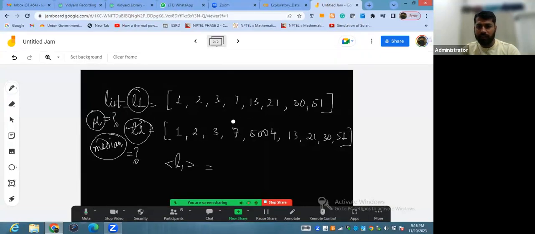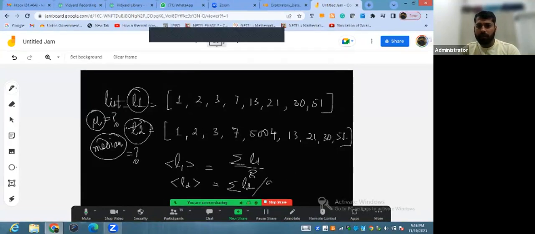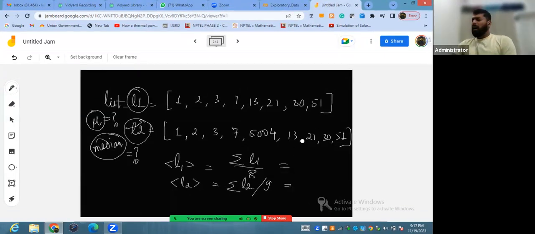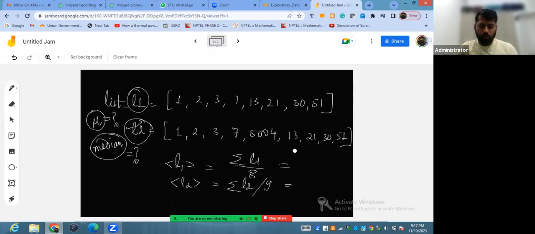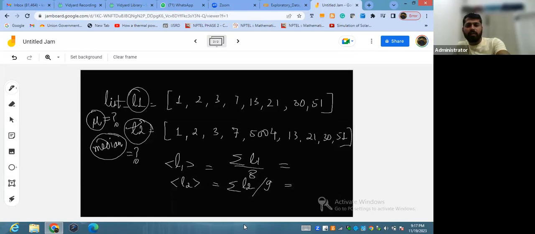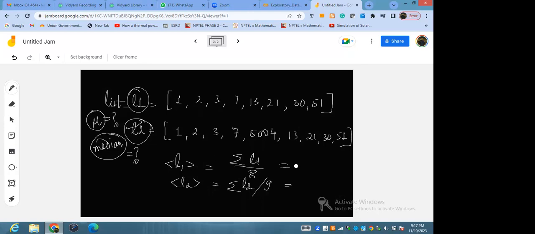1, 2, 3, 4, 5, 6, 7, 8. You add them, the summation of L1, and divide by 8. This would be the mean. And for L2, add all the entries of L2 and divide by 1, 2, 3, 4, 5, 6, 7, 8, 9. Divide by 9. Give me the answer, guys, please. Do some mathematics. You are not here to pass the time. 3 plus 2, 5 plus 1, 7 plus 3, 10 plus 3, 13, 26, 128. Okay, the first is 128.